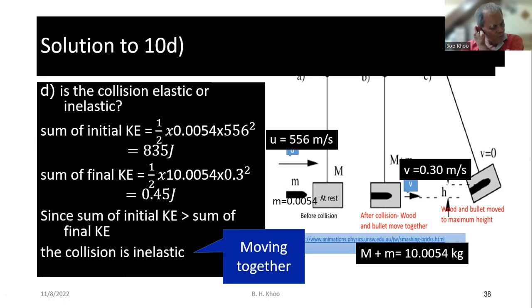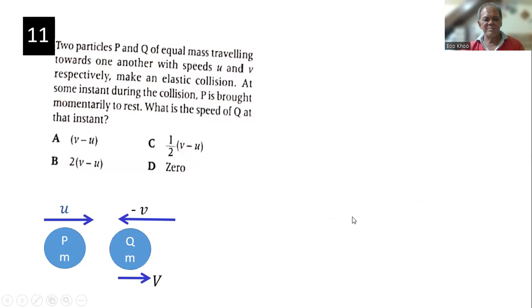So we know moving together straight away is inelastic, but we cannot use that to say the answer is that. This is the way to show whether it's an elastic or inelastic collision. Have a go at this one.